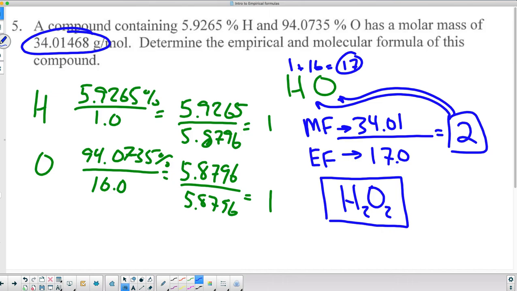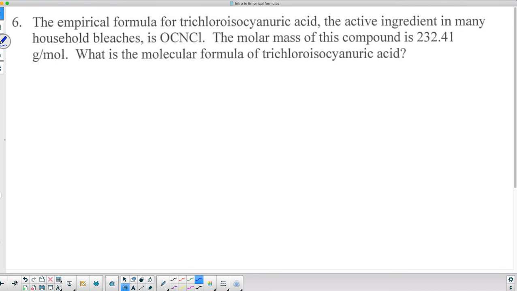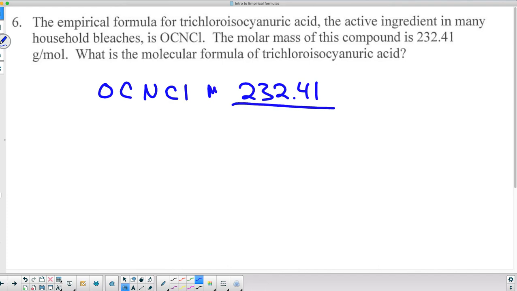Let's do one more and then have you do the last one. Okay? This one's even easier. This says the empirical formula for trichlorocyanuric acid, the active ingredient in many household bleaches, is O, C, N, and Cl. Okay, so they're all ones. So the empirical formula is OCNCl, as in oxygen, carbon, nitrogen, and chlorine. The molar mass of this compound is 232.41. That's the molecular formula's molar mass, so that goes on top.